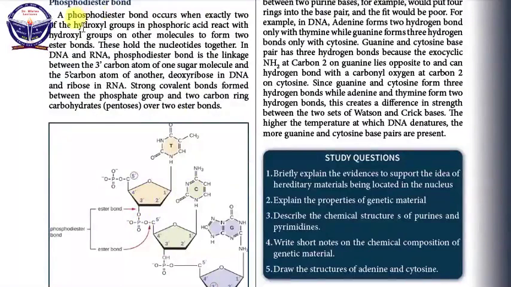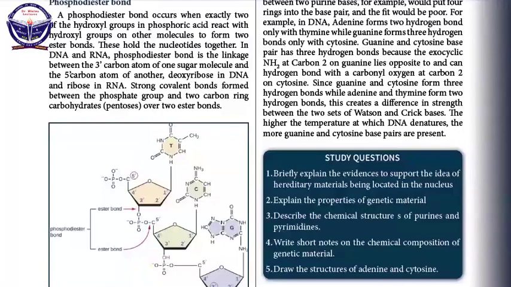It occurs exactly when two hydroxyl groups in phosphoric acid react with hydroxyl groups on other molecules to form two ester bonds. These hold the nucleotides together in DNA and RNA. The phosphodiester bond is the linkage between the third carbon atom of one sugar molecule and the fifth carbon atom of another: deoxyribose in DNA and ribose in RNA.